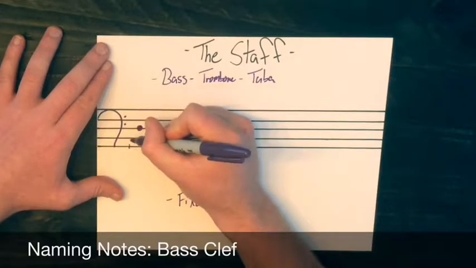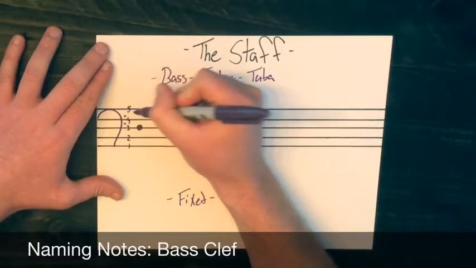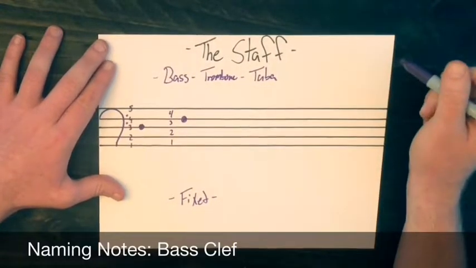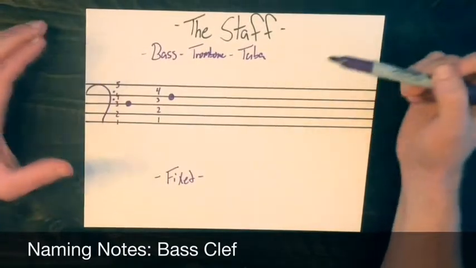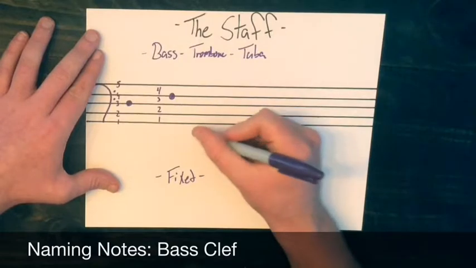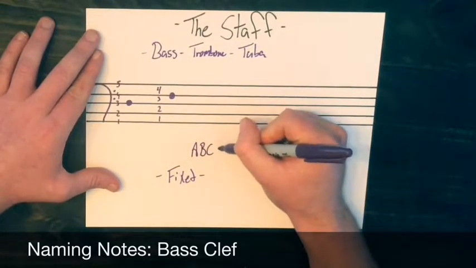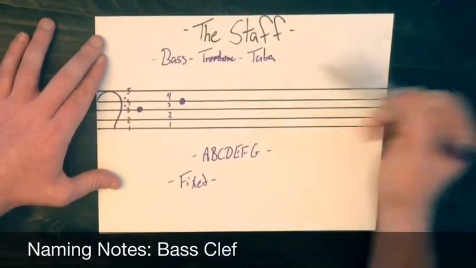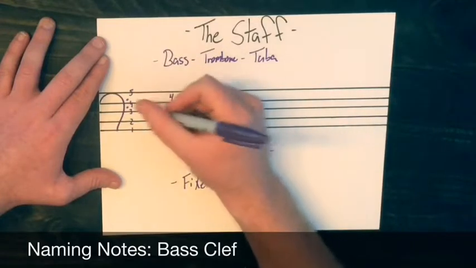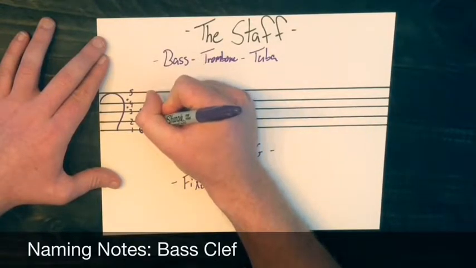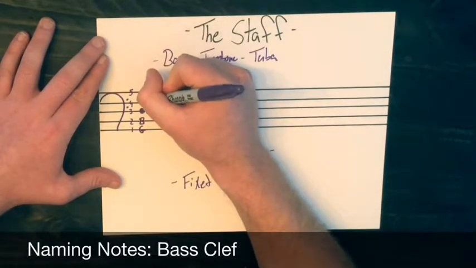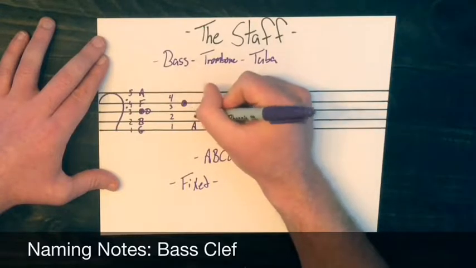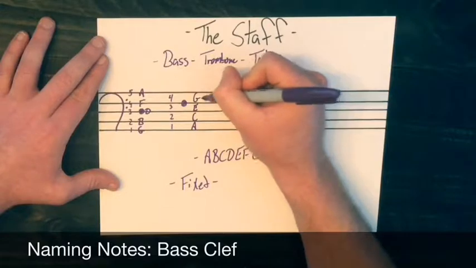I still have 1, 2, 3, 4, 5 lines in the bass clef, and I still have 1, 2, 3, 4 spaces. So just like in the treble clef, I can use acronyms to remember what my note names are. Let me write out my note names really quick: A, B, C, D, E, F, and G. In my bass clef, the notes are as follows. I have a G, B, this note is a D, this is an F, and this is an A on my top line. In my spaces, I have A, C, E, and G.